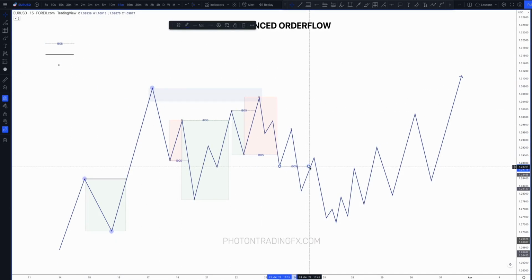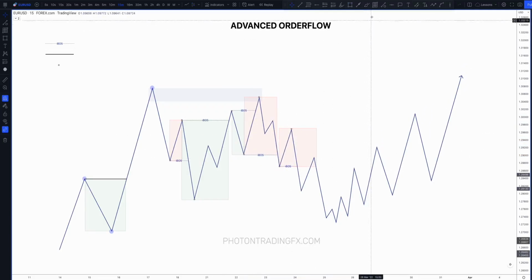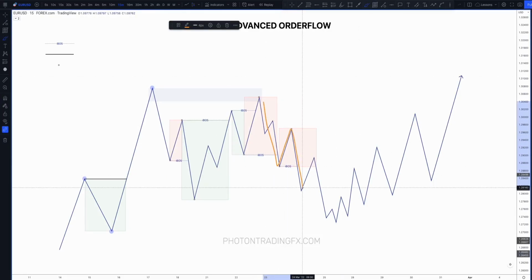So we get another break of internal structure here, which gives us what? It gives us another internal supply range. So you can see the bearish order flow sustaining itself. We get the initiation, mitigation, continuation, which is obviously the initiation out of that new range, mitigation, continuation, until we take out this weak low.